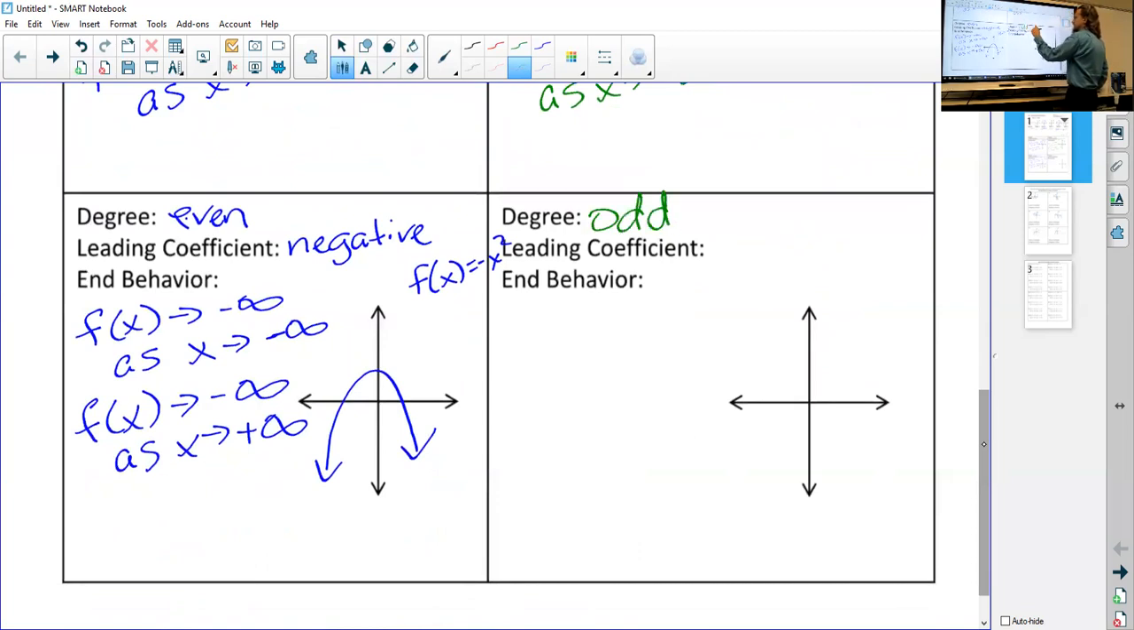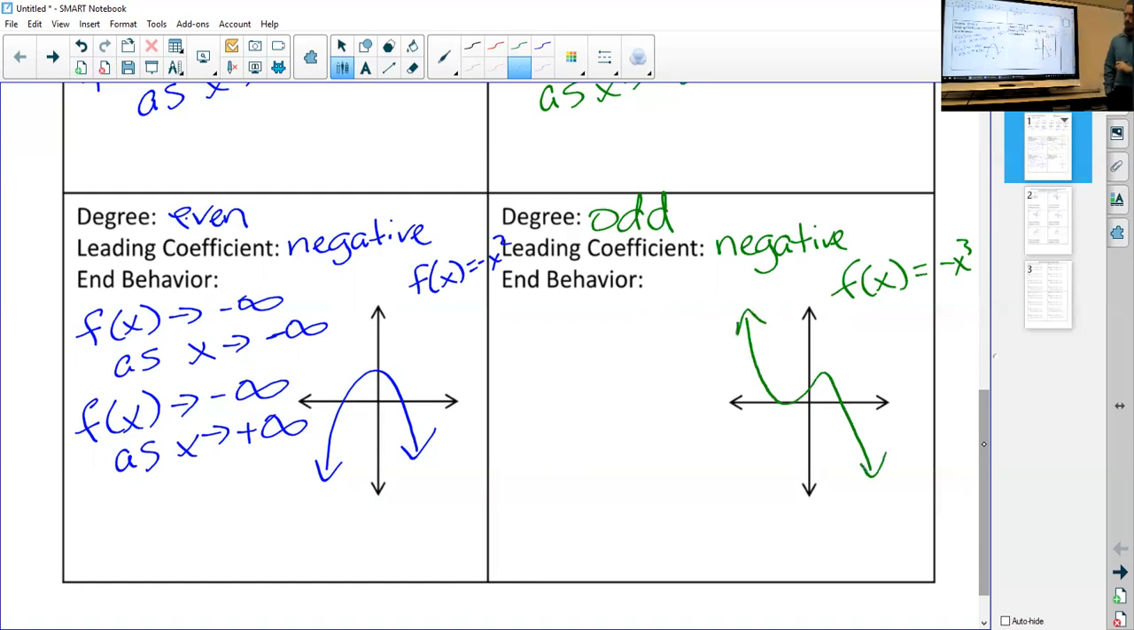We have an odd degree and a negative coefficient. So that'd be like f of x is negative x to the third power. And that one's going to look not quite that sharp, but whatever, I'm not an artist. We can see here, now they're going in opposite directions. X is getting smaller, but y is getting bigger. And then on the right, as x gets bigger, y gets smaller.